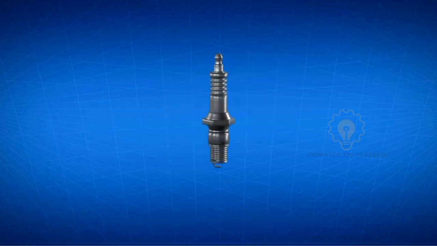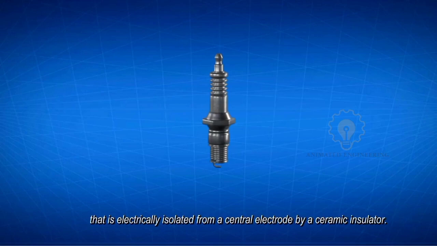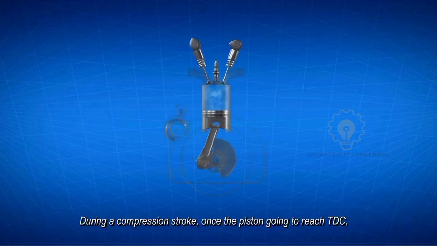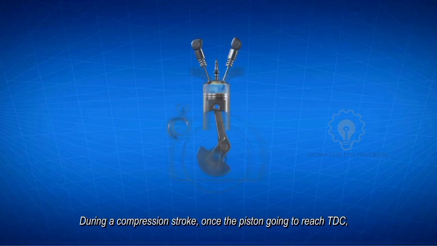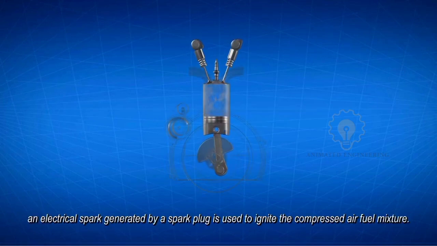Spark plug. A spark plug has a metal threaded shell that is electrically isolated from a central electrode by a ceramic insulator. During a compression stroke, once the piston is going to reach the top dead center, an electrical spark generated by the spark plug is used to ignite the compressed air-fuel mixture, to produce energy.